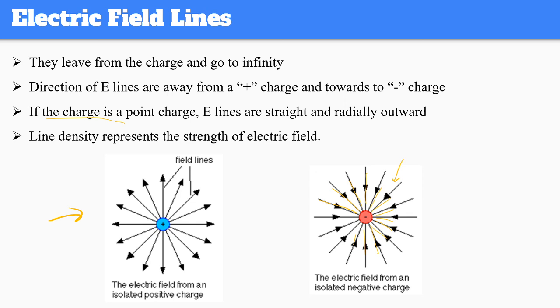So if you have just one charge, then the electric field lines are basically going radially outward, straight, and they go to infinity. The other thing is line density represents the strength of the electric field. So if instead of just Q we had 2Q, you would expect more lines going out of it. Line density determines the strength of the charge, so more lines means a stronger electric field, which means greater charge.